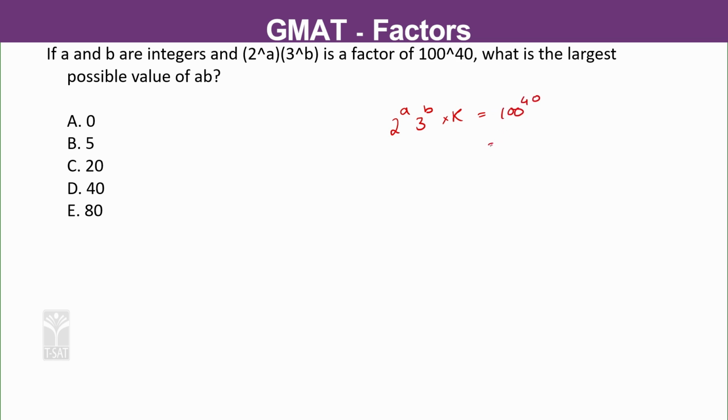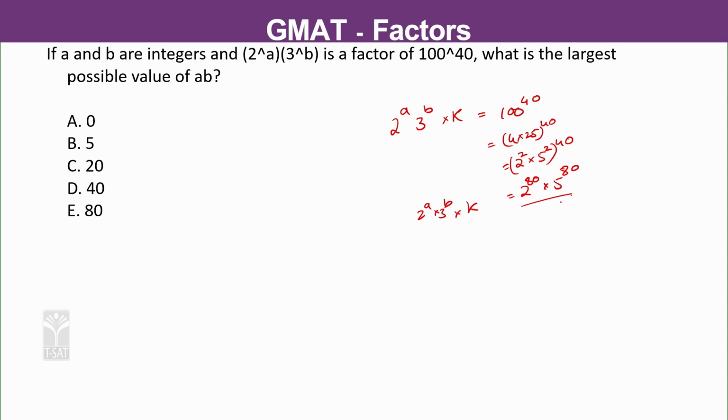So, we know 100 is nothing but 4 into 25, which is 4 is nothing but 2 square, and 25 is nothing but 5 square. It's that whole raised to the power of 40. So, this is equal to 2 to the power of 2 into 40, that is 80, into 5 to the power of 80. So, 2 to the power of A into 3 to the power of B into some constant k will be equal to this.